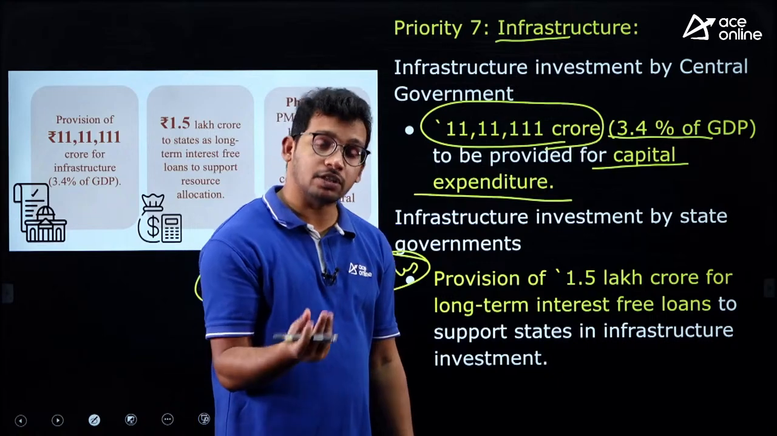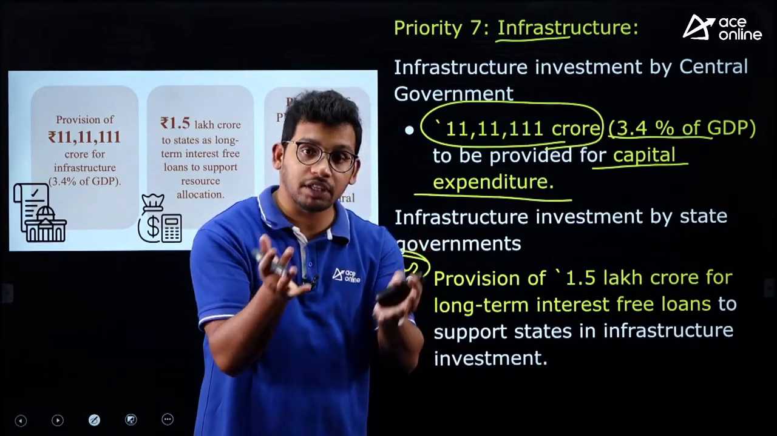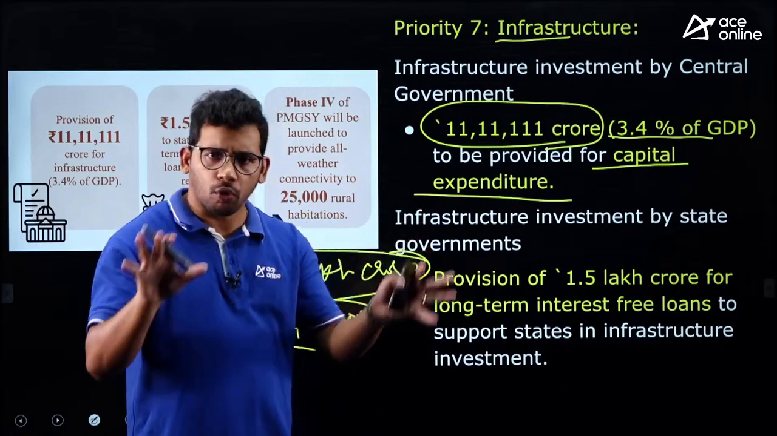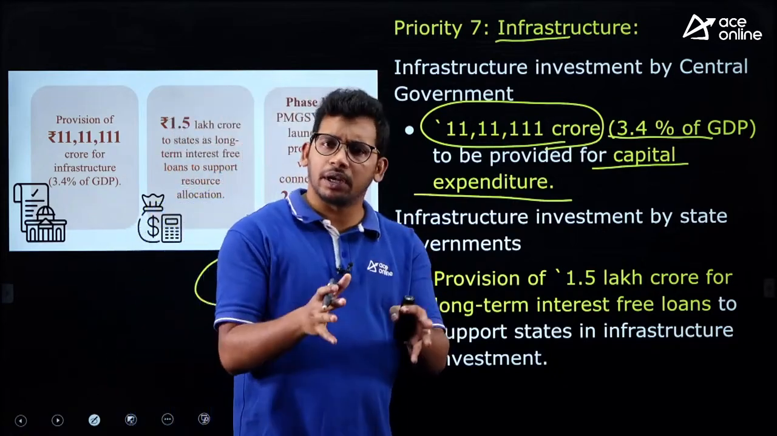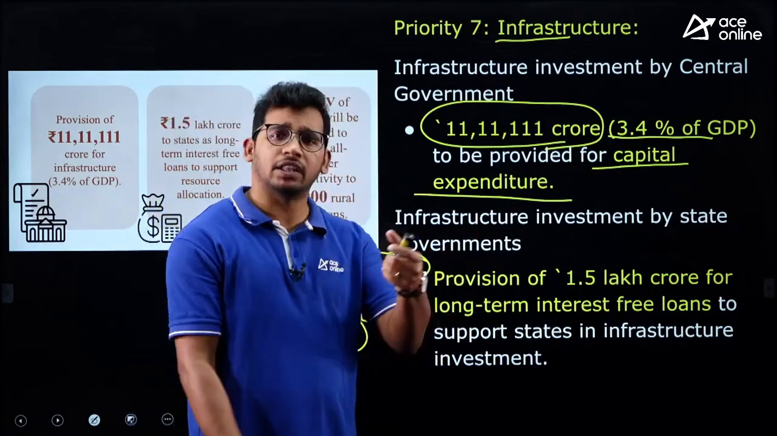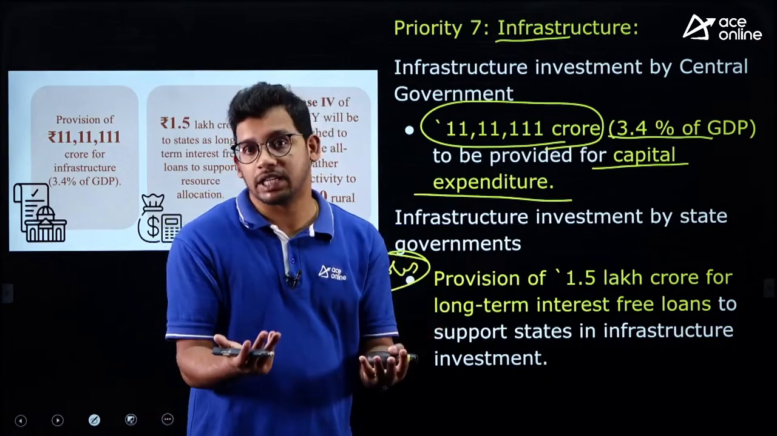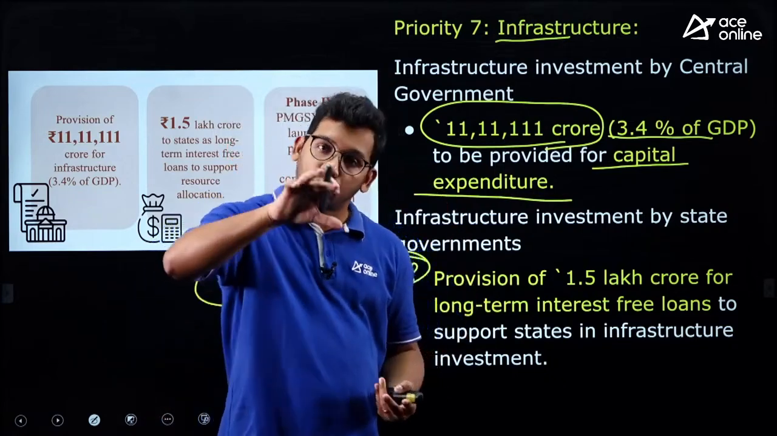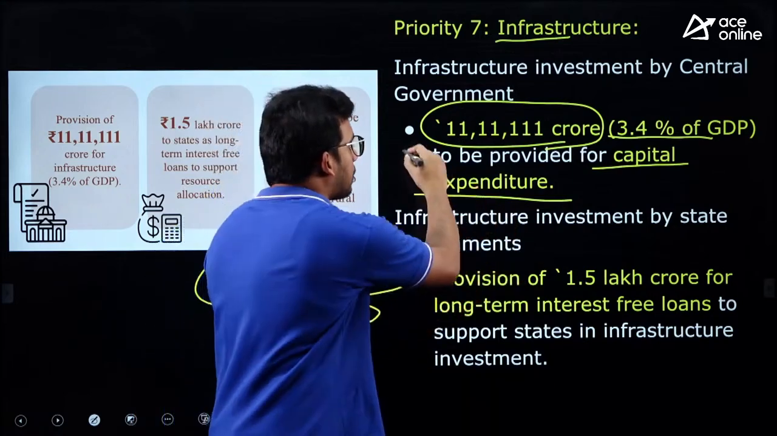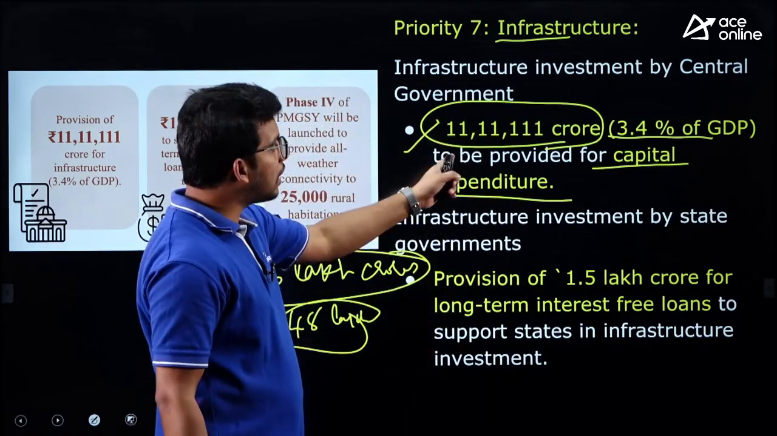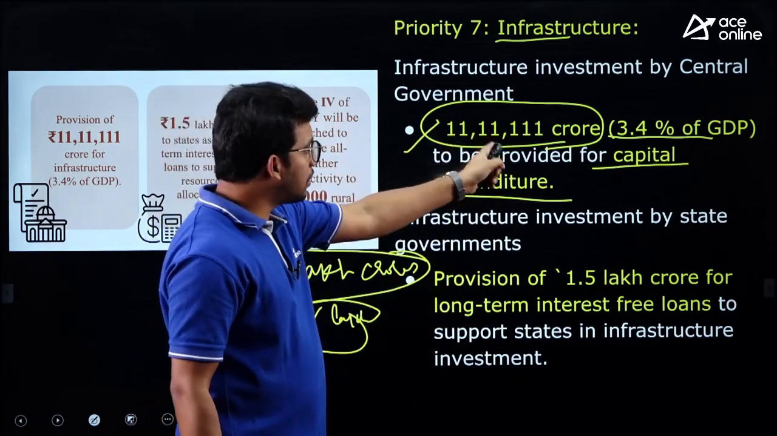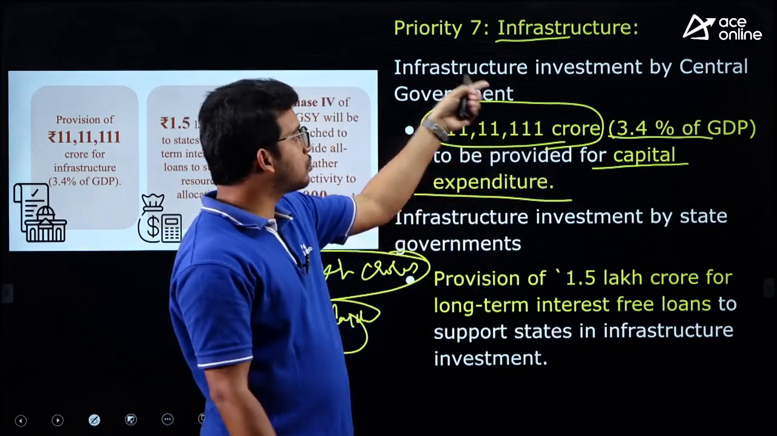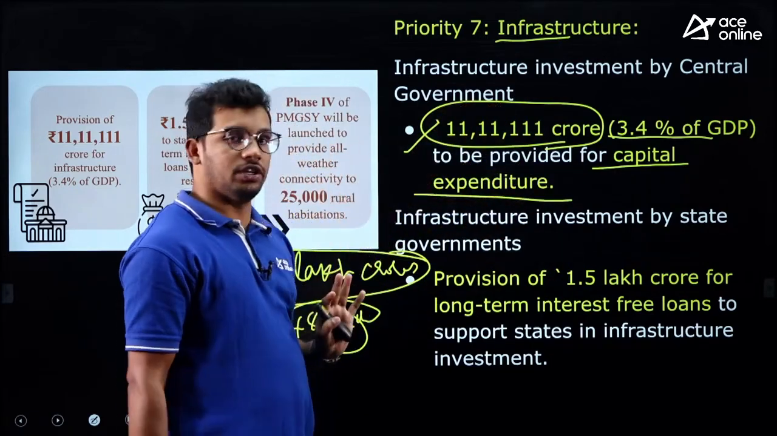Capital expenditure means those expenditures of the government which will create assets, and in future they will get the money back. For example, take roads and highways, whatever the government creates, you need to pay toll. So this is capital expenditure where the government will get a lot of money from infrastructure. For this purpose the government is going to invest 11,11,111 crore in capital expenditure, right.